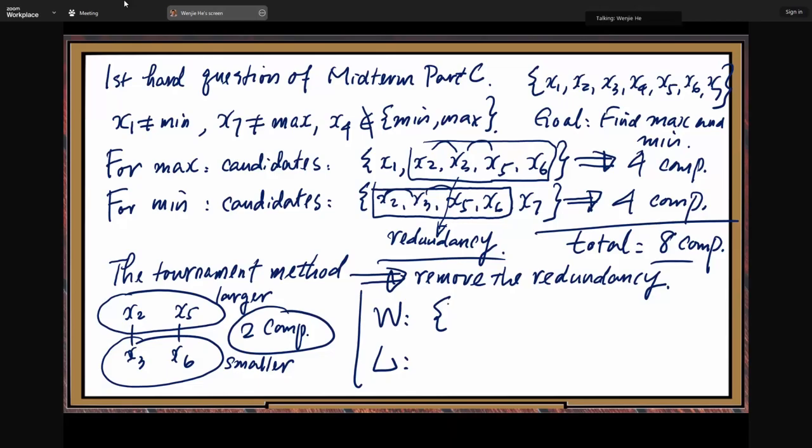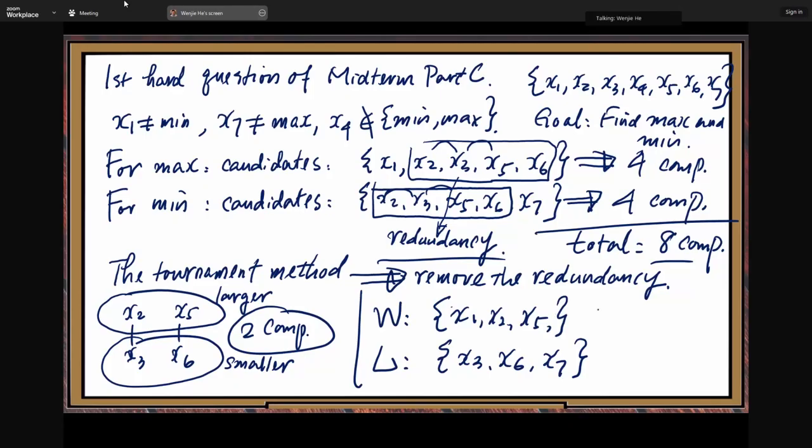So X1, X2, X5, right? The losers group, X3, X6, X7. Okay? Then you see no overlap in these 2 groups. Then with the comparisons, no redundant comparisons. No redundant comparisons. Okay? All right.